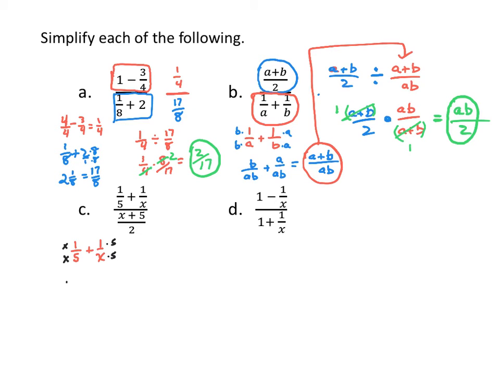So now I have x over 5x plus 5 over 5x, which is x plus 5 over 5x. So that's my numerator. Okay? X plus 5 over 5x. All right. See, I'm trying to keep things straight. Don't write stuff all over the place and then forget where it goes.